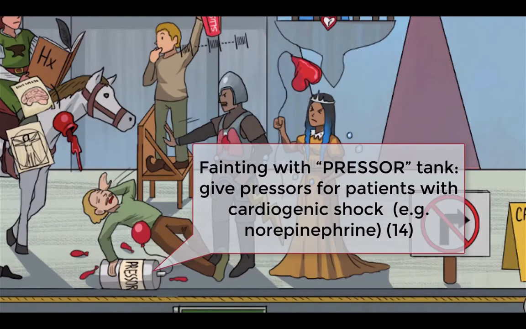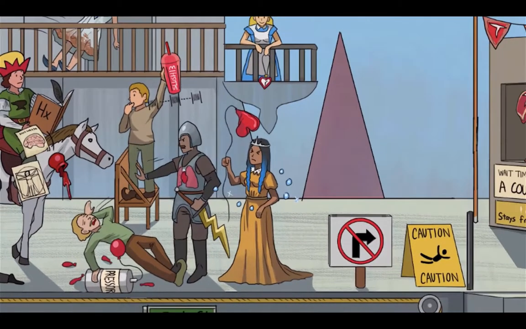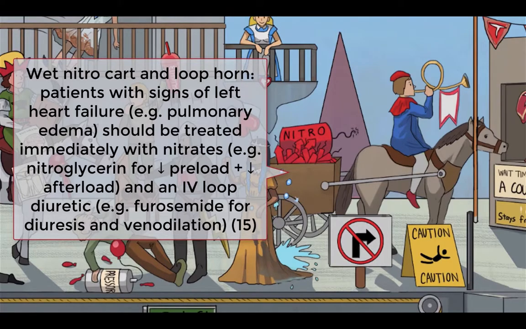In patients with cardiogenic shock and severe hypotension, pressors can be administered in an attempt to preserve venous return, blood pressure, and organ perfusion. Norepinephrine is often the pressor of choice. Patients with signs of left heart failure, such as pulmonary edema, should be treated immediately with nitrates and an IV loop diuretic. Nitrates, such as nitroglycerin, reduce preload through venodilation and afterload through arterial vasodilation. This helps us unload the left ventricle, which improves left ventricular stroke volume and helps us clear out those lungs.